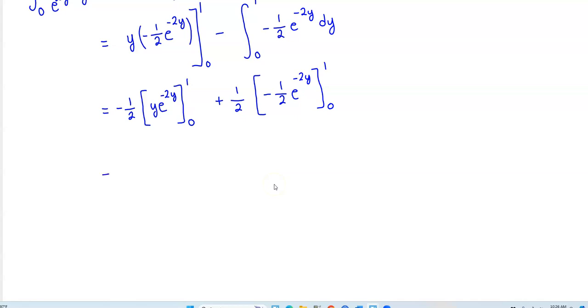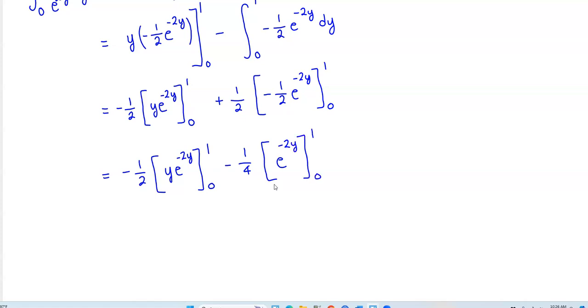Okay, so now we have negative 1/2 y e to the negative 2y going from 0 to 1. If we factor out the negative 1/2, negative 1/2 times positive 1/2 is going to give us negative 1/4 times e to the negative 2y going from 0 to 1. So now let's go ahead and evaluate.